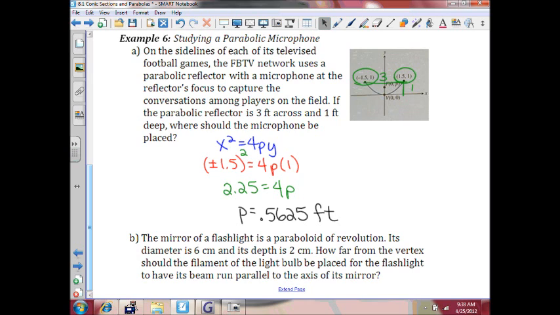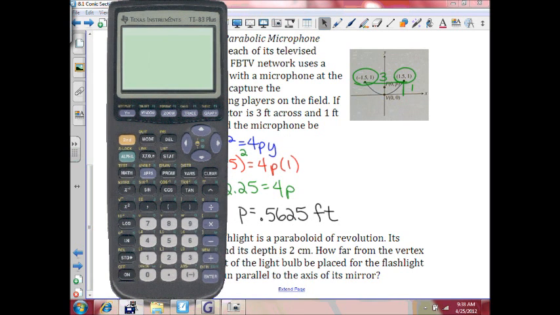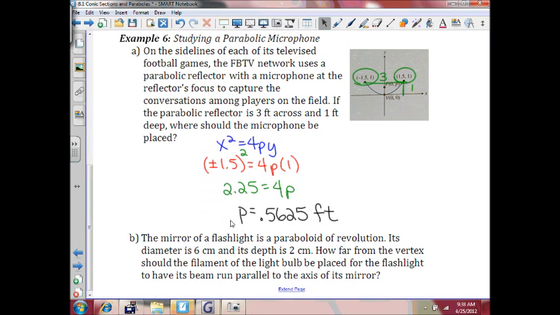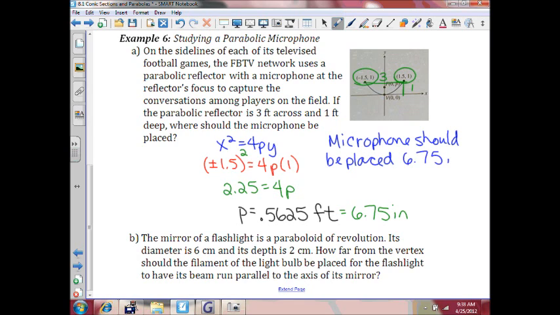feet. Now we can also figure this out in inches. 2.25 divided by 4, that's where we get 0.5625 feet. If we multiply that by 12, we'll get 6.75 inches. So the microphone should be placed 6.75 inches from the vertex.